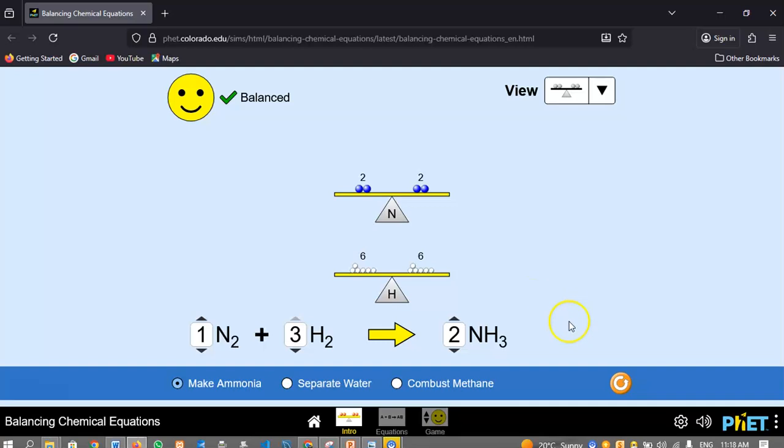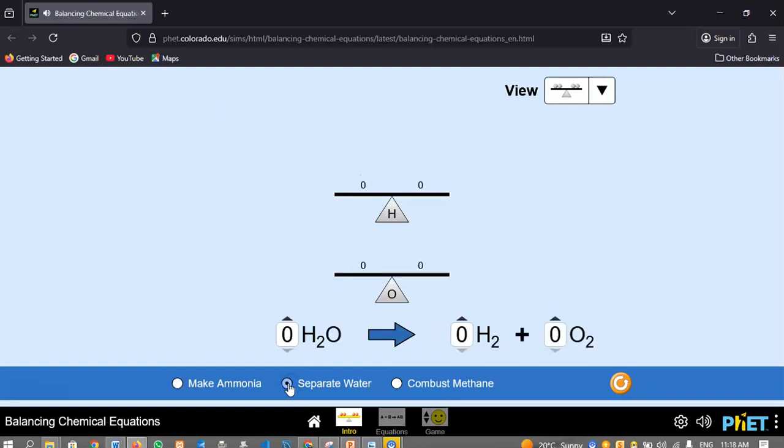Wow. Okay. So this was the example for making ammonia. Then we can go out there, and all the equations are there. Let us look at the equation for separating water. Remember, we started with classes of equations. We have decomposition, as you are seeing in this one. We have combination, as we are going to see all of them.